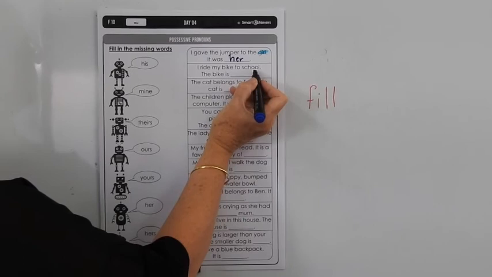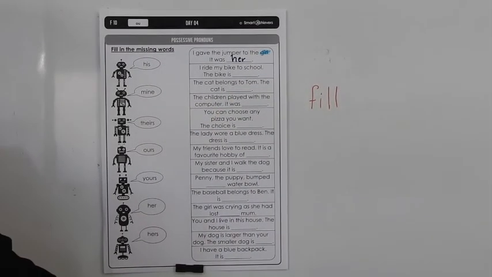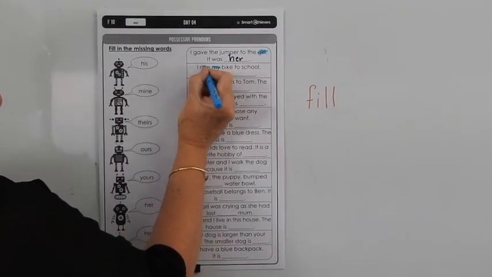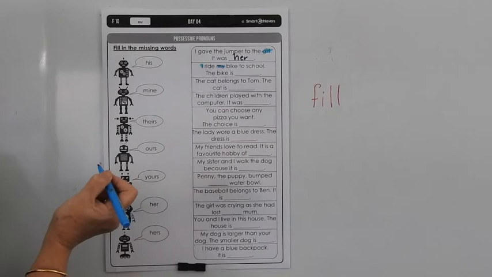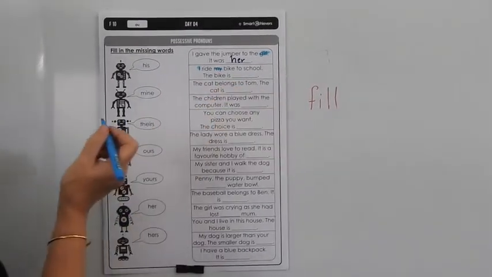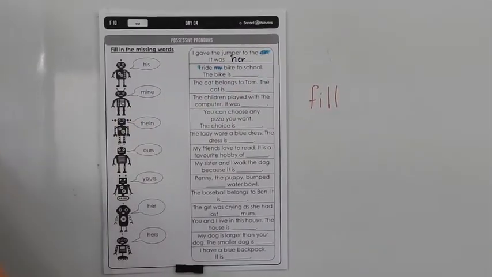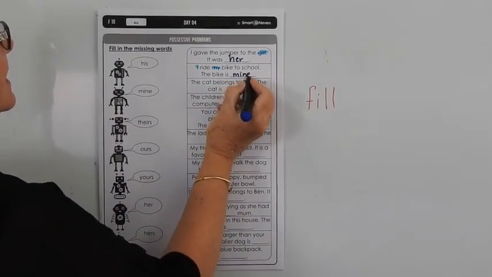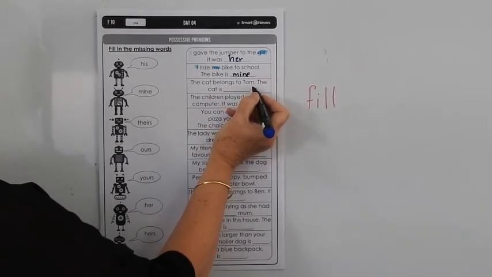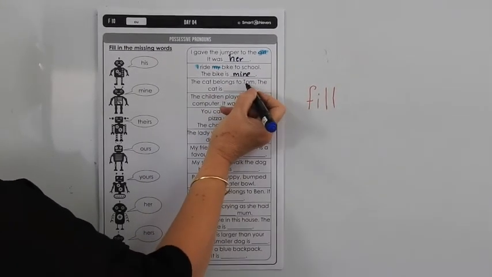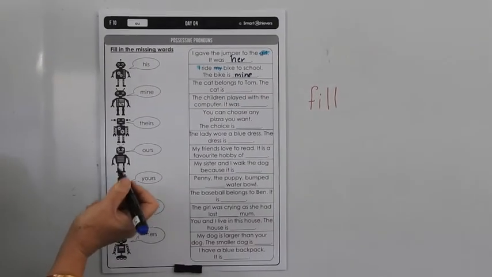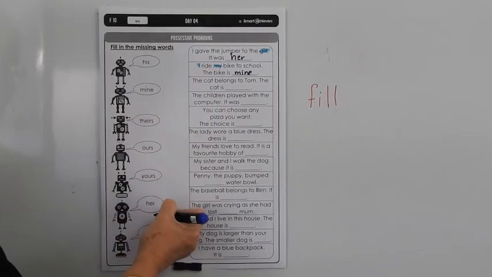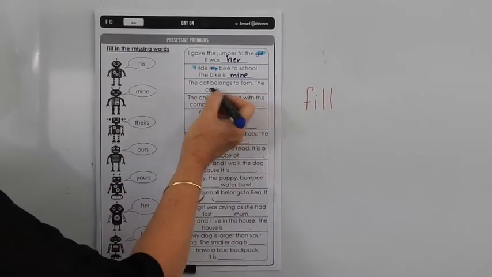I ride my bike to school. So we've got to find the best possessive pronoun that goes with that. So the bike is mine. So you have to write in the missing word. Belongs to me, it is mine. The cat belongs to Tom. Tom indicates that it's a boy, so it would be probably his. I think it's the only one we could have. The cat belongs to Tom, the cat is his.